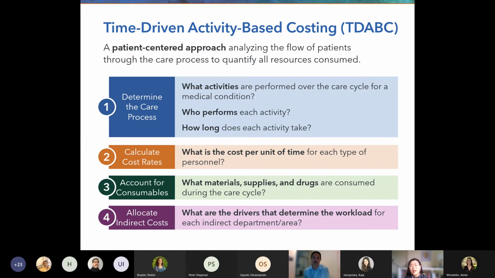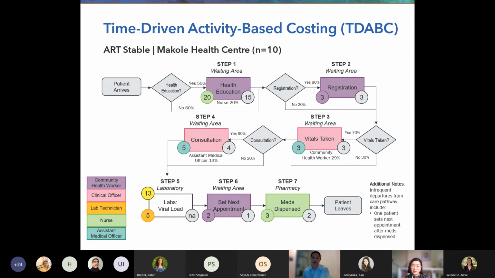Thanks, Bryant. My name is Hui Ling Pan. I'm a senior associate in health financing with HP Plus Palladium, and I'll quickly go through the rest of the presentation. So the elements that Bryant just described can be visualized in what's called a process map, as shown on the slide.